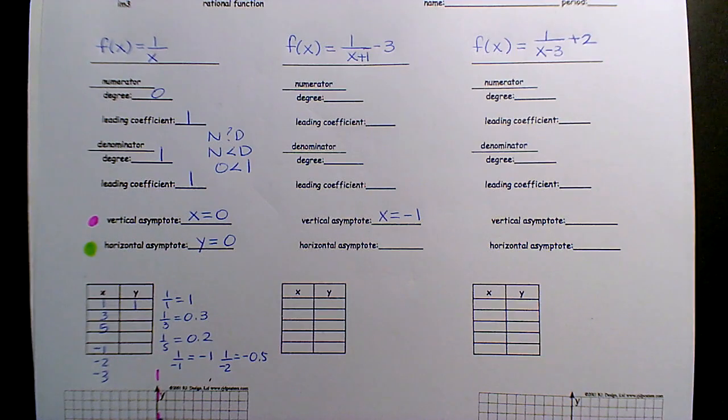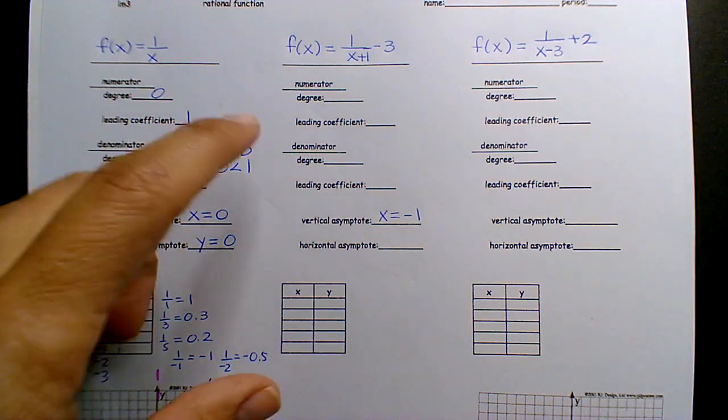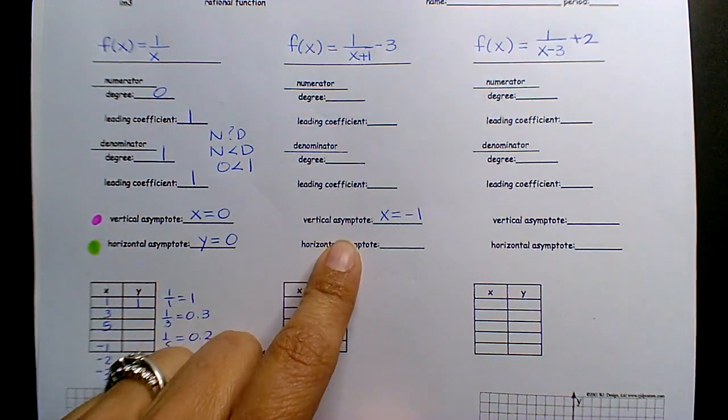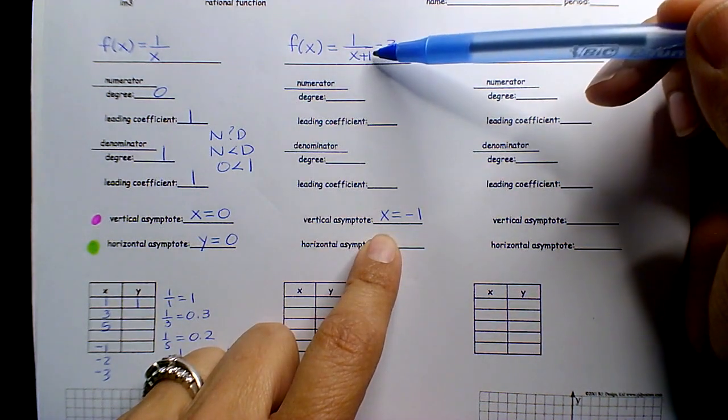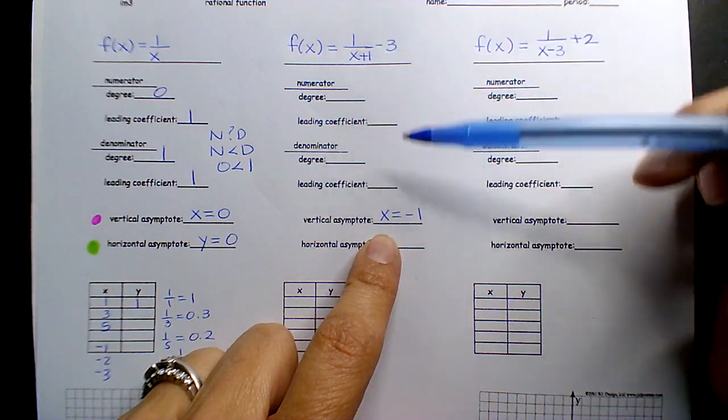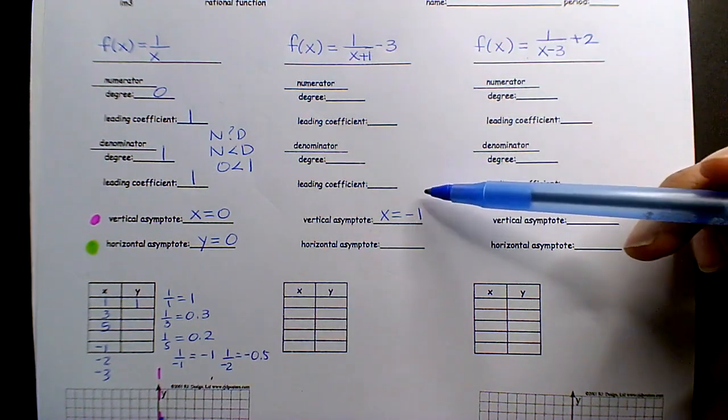We have 1 over x plus 1 minus 3. Okay, let's do our numerator, denominator, and we've already done the vertical asymptote because that was in the other video, right? What makes our denominator 0? What's opposite of positive 1? Negative 1, right? So that's where that came in.